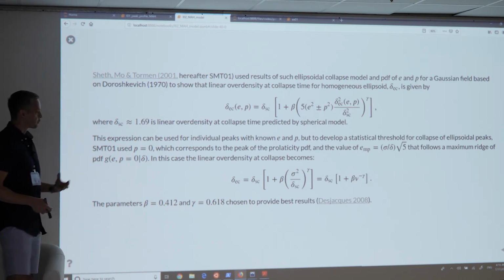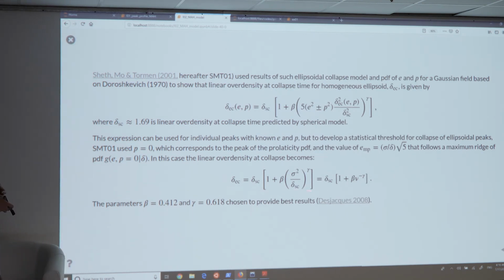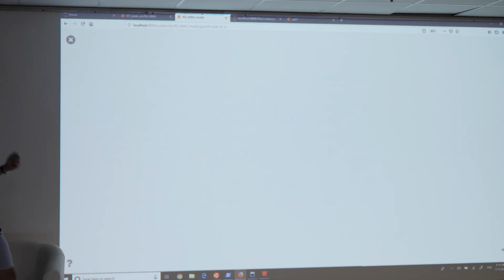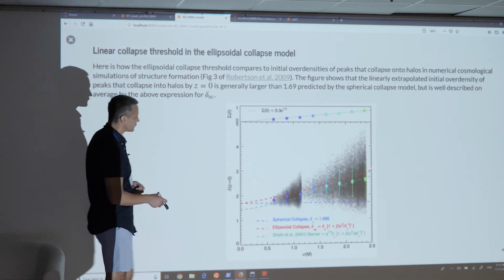But if we're interested in most probable values, we can also come up with a much simpler expression that looks like this, where the threshold for collapse of an ellipsoidal perturbation is equal to the threshold for collapse of a spherical perturbation modulated by this term. It's a term that increases with increasing sigma, so it will increase towards smaller masses, with the given parameters that can be figured out even from this basic statistics.